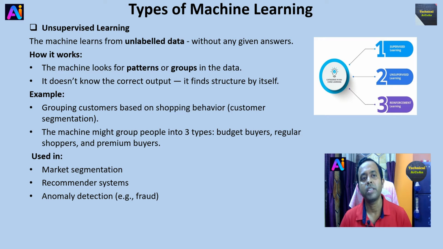Now the other type is unsupervised learning. The machine learns from unlabeled data without any given answer, meaning the output or target value is unknown. So how does it work? The machine looks for patterns or groups in the data, maybe clusters. It does not know the correct output. It finds structure by itself. Example, grouping customers based on shopping behavior, customer segmentation. The machine might group people into three categories: budget buyers, regular shoppers and premium buyers, right? Unsupervised learning is used especially in market segmentation, recommender systems, anomaly detection like fraud detection, right?